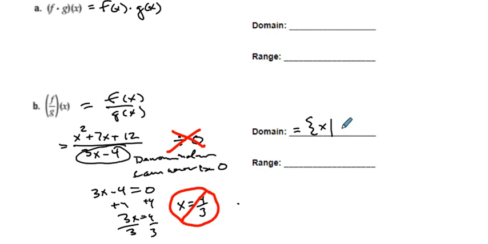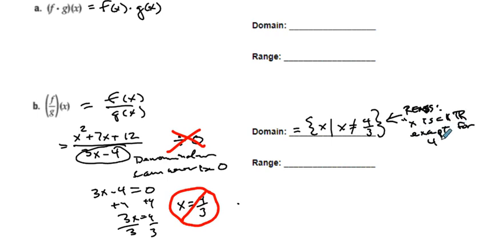The way we write that is you write x equals 4/3, and then, some of you are familiar with this and some of you aren't, you draw a line through your equal sign. That means x cannot equal 4/3. So what this basically says is, x is all real numbers except for 4/3. That's how this reads.